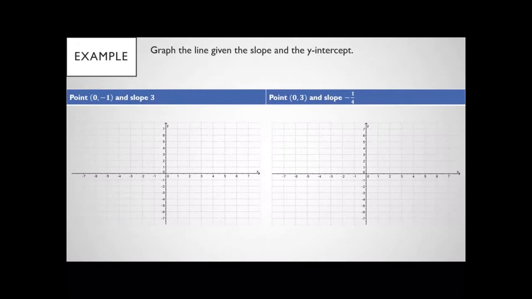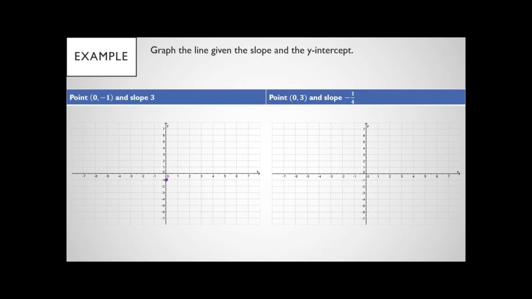Okay, so now the next ones we are going to be graphing. Graph the line given the slope and the y-intercept. When you have a slope and a y-intercept, graphing is actually quite nice. You first start with your point. I'm going to start with the left one. We have a point (0, -1). I'm going to just put a little circle there.